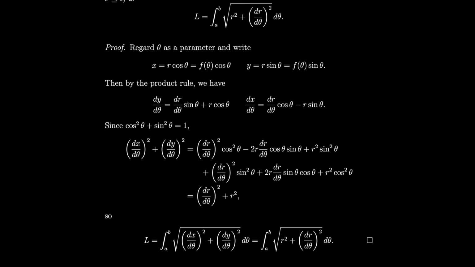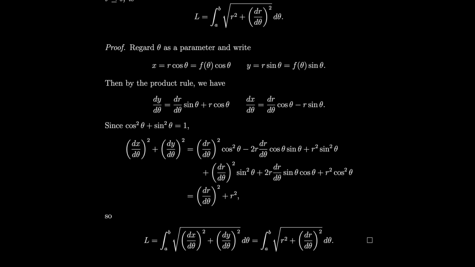So squaring dx d theta gives us this mess. Then squaring dy d theta gives us this mess, because when you square these guys you have to FOIL. So let's see what cancels here. We have dr d theta squared cosine squared plus dr d theta squared sine squared. So sine squared plus cosine squared is 1, so when we factor out dr d theta squared, we get dr d theta squared times 1, so that's just dr d theta squared. Then we have minus 2r dr d theta cosine theta sine theta and plus 2r dr d theta sine theta cosine theta, so these cancel. And then over here we have r squared sine squared and r squared cosine squared.